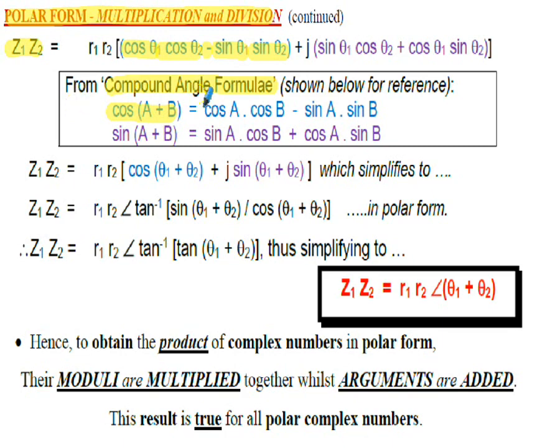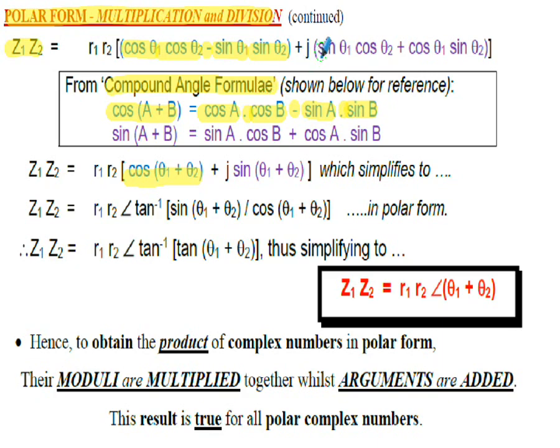So what we have above is basically this format. We have the cos theta 1, the cos of a, multiplied by the cos theta 2, the cos of b, minus the sine of theta 1, the sine of a, multiplied by the sine of theta 2, the sine of b. So I could rewrite that first term as simply cos of (a plus b), but in this case cos of (theta 1 plus theta 2).